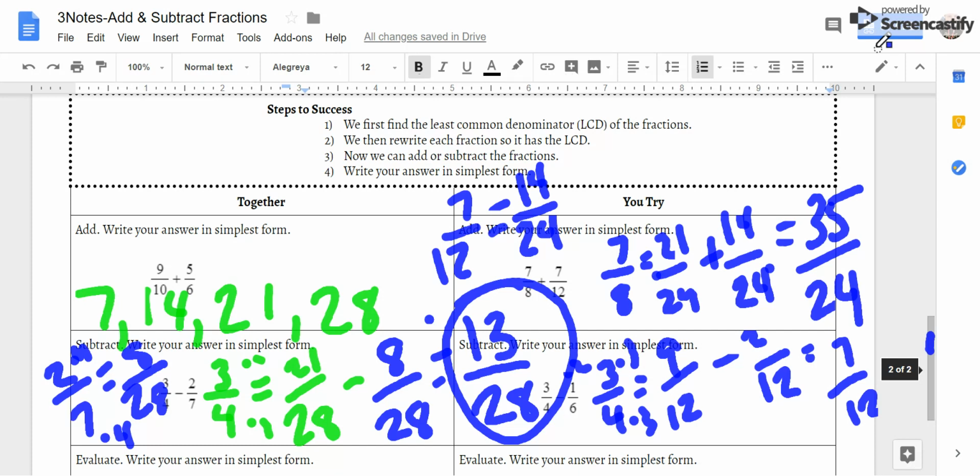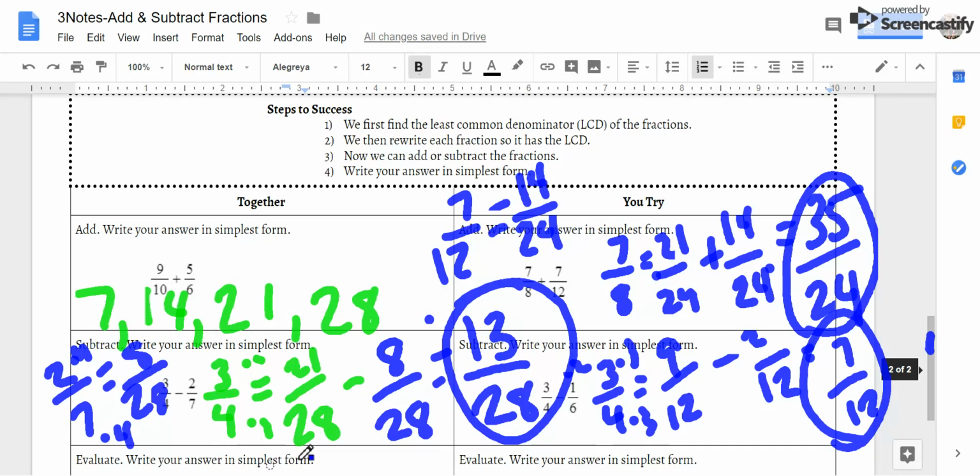All right, so for the two U-try problems, we have an answer of 35/24. And again, we're going to leave that as an improper fraction. And for the second U-try problem, 3/4 is equivalent to 9/12, and 1/6 is equivalent to 2/12. So when I subtract those, I will end up with 7/12.